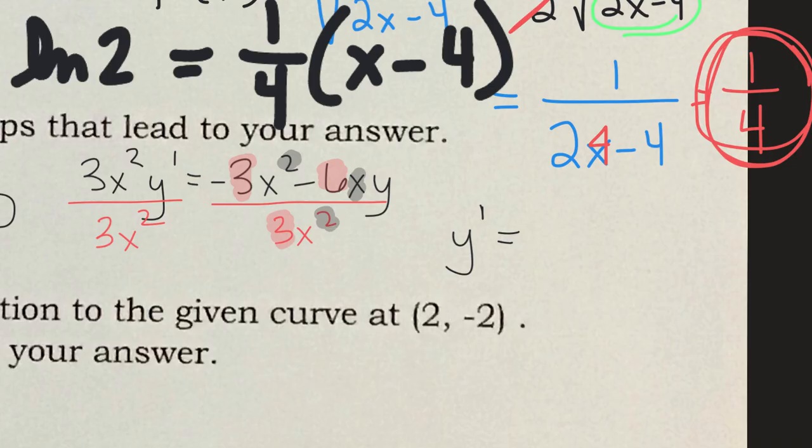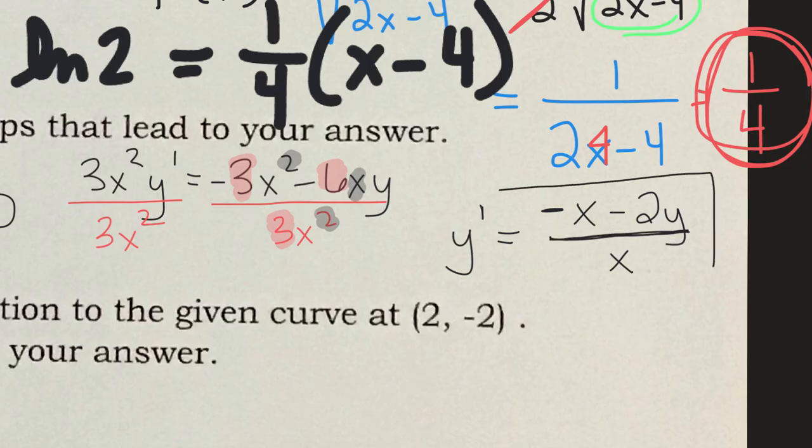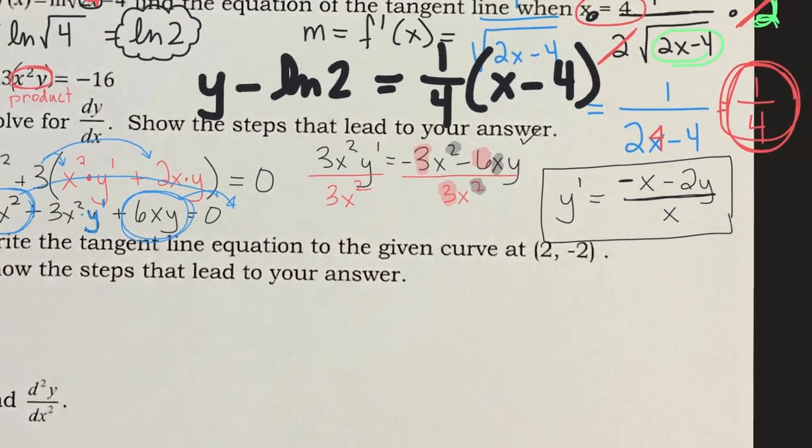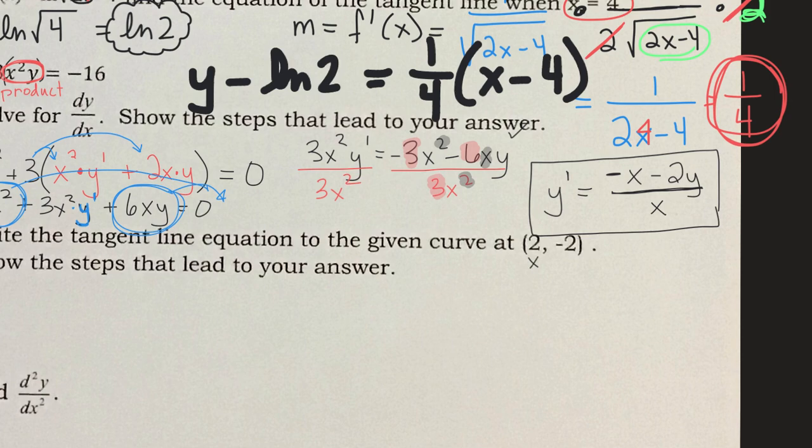So my most simplified answer, negative x minus 2y, all divided by x. Right? That is as simple as our derivative can be. Okay, but once again, it's okay if you stop here, because that is also AP correct. So now we're looking at a tangent line equation. Oh, they already gave us the x and the y. All we have to do is find the slope. And I have the equation for that right here.